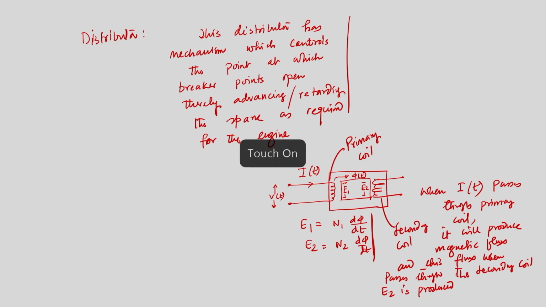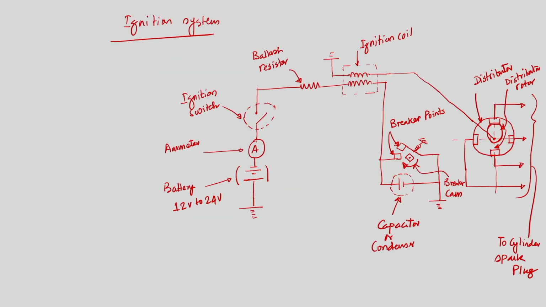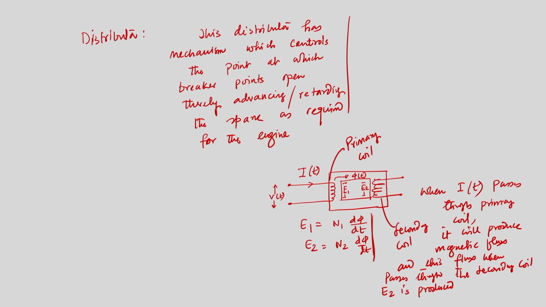If we go back to my previous slide, if I just switch on the ignition switch, then the breaker points are in contact, closed, and the circuit will be connected. If the voltage is Vt, that is time dependent, a current will flow through the primary circuit. When current is flowing through the primary coil, magnetic flux will be produced, and that flux passes through the secondary coil, and then E2 is produced in the secondary coil.